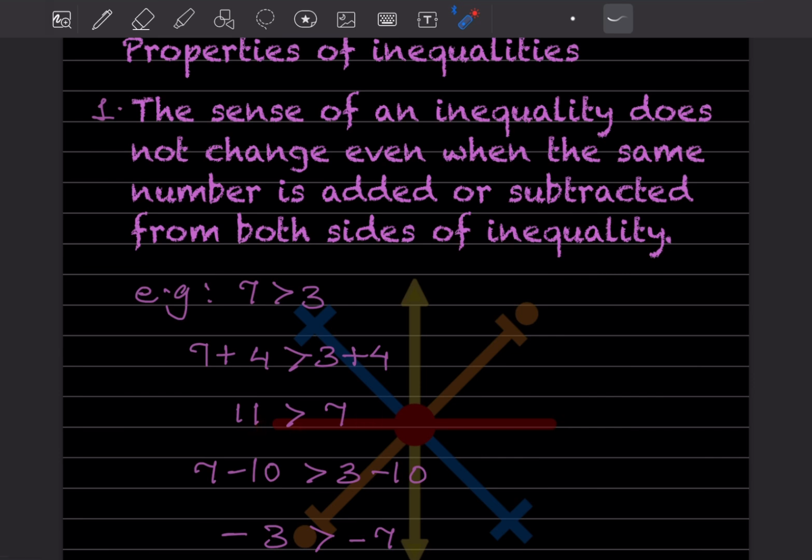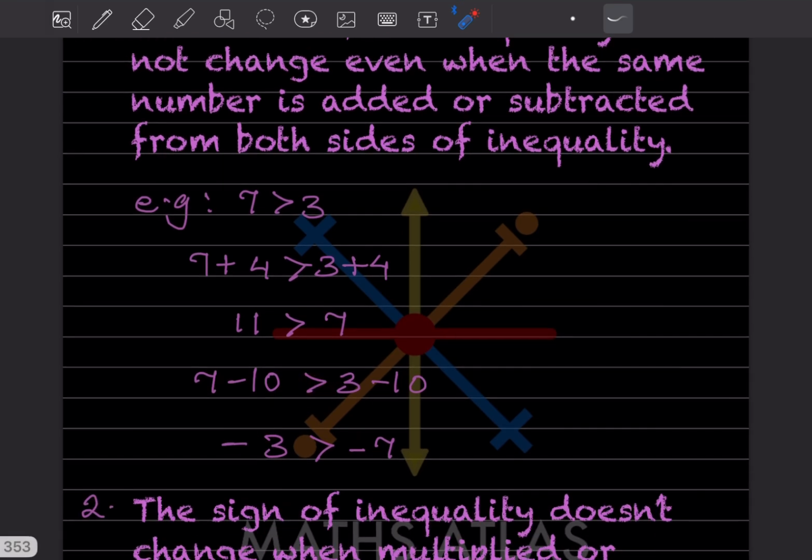Or when we subtract the same number, minus 10, on both sides, what do you get? 7 minus 10 will be minus 3, and this is going to be minus 7, with the greater than sign. And you know, wherever there is a negative sign, the smaller number is always the greater one. So minus 3 is greater than minus 7.